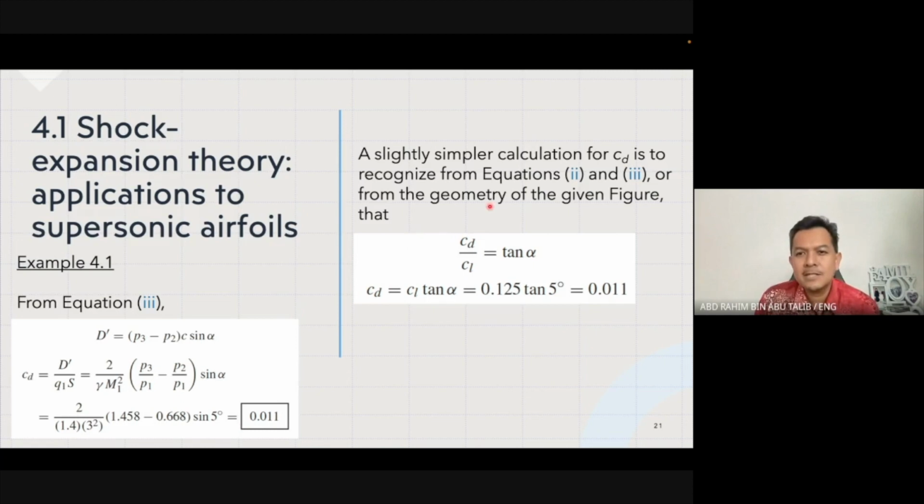However, a slightly simpler calculation for CD is to recognize from equations 2 and 3, or from the geometry of the given figure, that CD over CL is basically tangent of alpha. Knowing that alpha is 5 degrees, and you found the value of CL already, looking at tangent 5 degrees you will get the same value of CD, which is 0.011. Either way, you get the same answer.